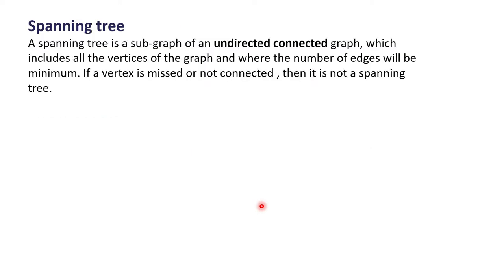Next, we have to know what is a spanning tree. The definition says a spanning tree is a subgraph of an undirected connected graph, which I explained earlier, which includes all the vertices of the graph and where the number of edges will be minimum. If a vertex is missed or not connected, then it is not a spanning tree.